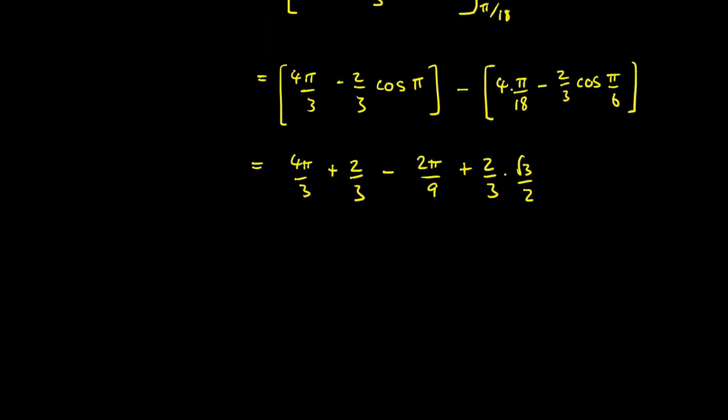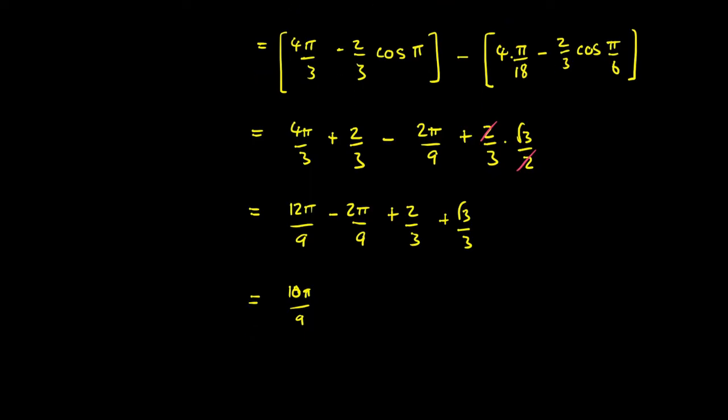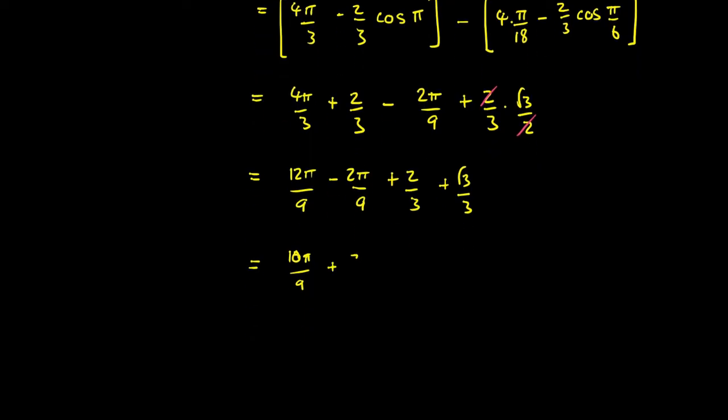So now hopefully I can simplify this a little bit. So 4 pi upon 3 is the same as 12 pi upon 9 minus the 2 pi upon 9 plus 2/3. I can cancel off the 2's here, right? So plus root 3 upon 3. And so therefore, what I'm going to get is 10 pi upon 9. Okay, so 10 pi upon 9 plus 2/3 plus root 3 upon 3. Okay, so that's the area under the curve.